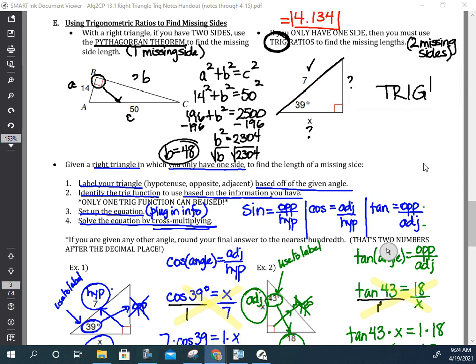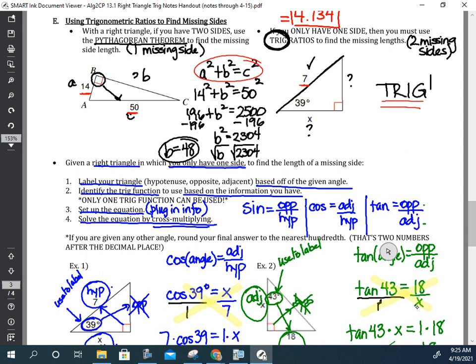All right, so to pick up where we left off on Thursday. On Thursday, we started using the trig ratios to find missing sides. So we can use them to set up ratios. We can also use them to find missing sides. Remember, if you know two sides, then you can just use the Pythagorean theorem. But if you only know one side, then you have to use trig.